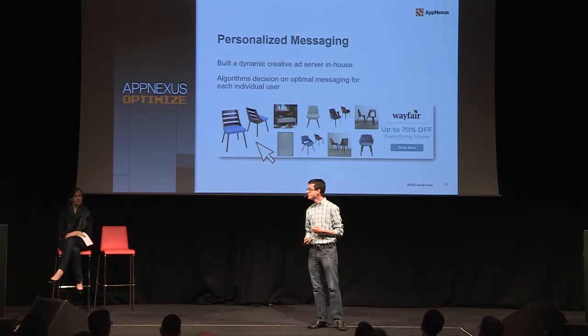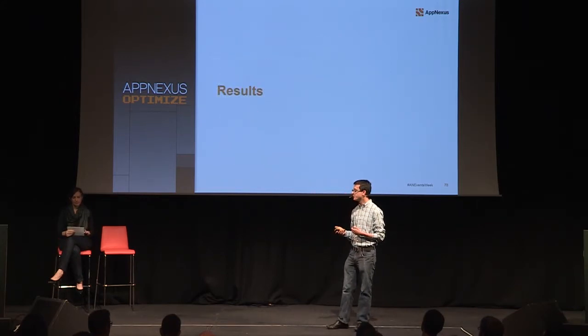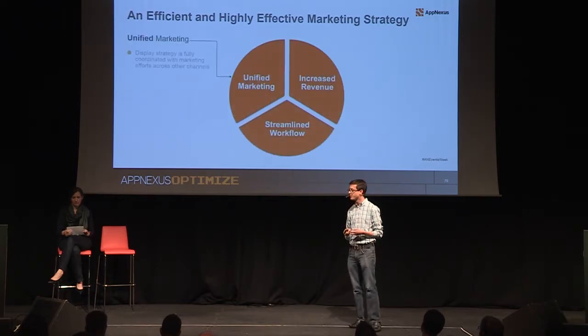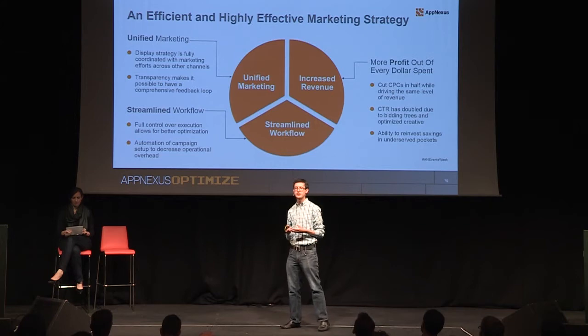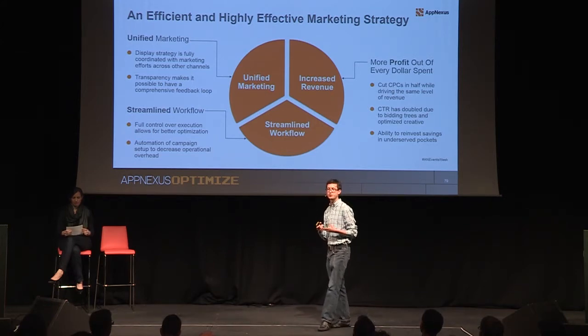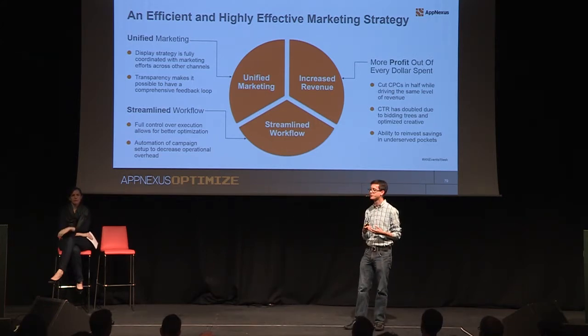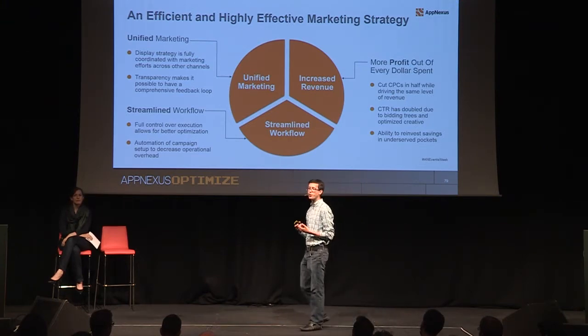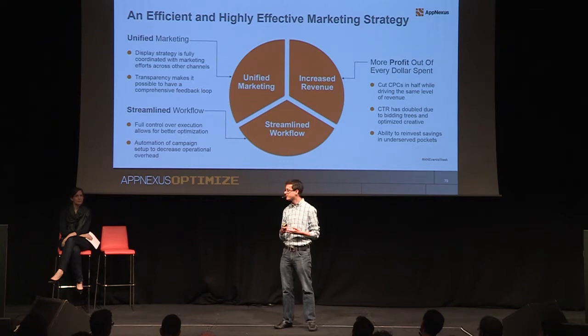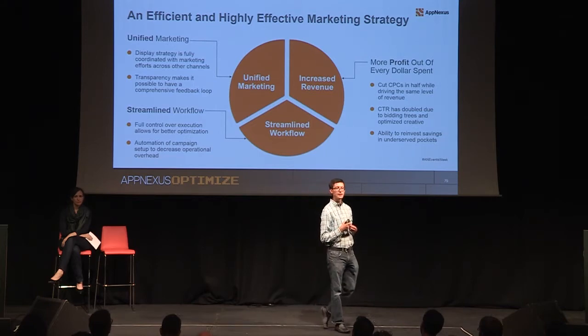So that's kind of an overview of what we built. In terms of results, they've been outstanding so far. Building on top of APBs really enabled us to unify our marketing efforts. We talked a lot about display, but because we have full control over the campaigns that we're running, we're able to coordinate what we're doing on display with all of our other channels, which is really exciting and a huge win for us. There's also a lot of transparency into how the campaigns are performing.